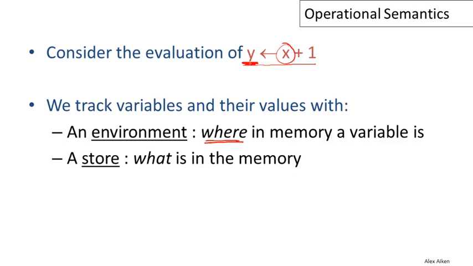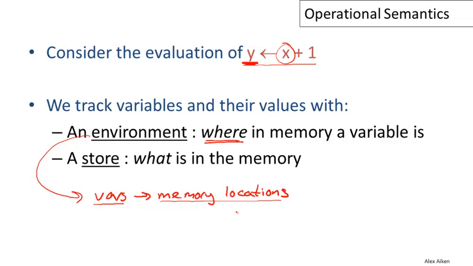So there is a mapping from variables to memory locations. And that is called, in operational semantics, the environment. And this is a little confusing maybe because we've used environment for other things. So now let's forget about those other uses of the word environment. When we're talking about the operational semantics, what the environment means is the mapping, the association between variables and where that variable is stored in memory.